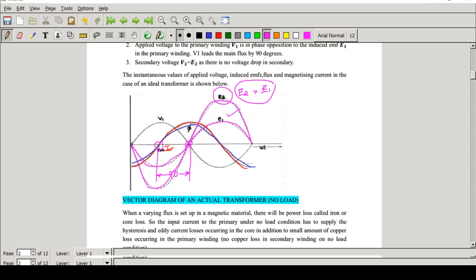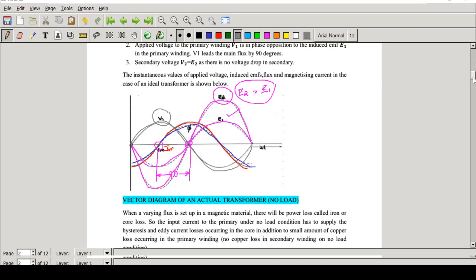Now let's see the other one, that is V1. What about V1? I told you V1 is equal to minus E1, right? So that means it will be just opposite to the waveform of E1. That is why it is coming like this. See here, it is just opposite to E1.